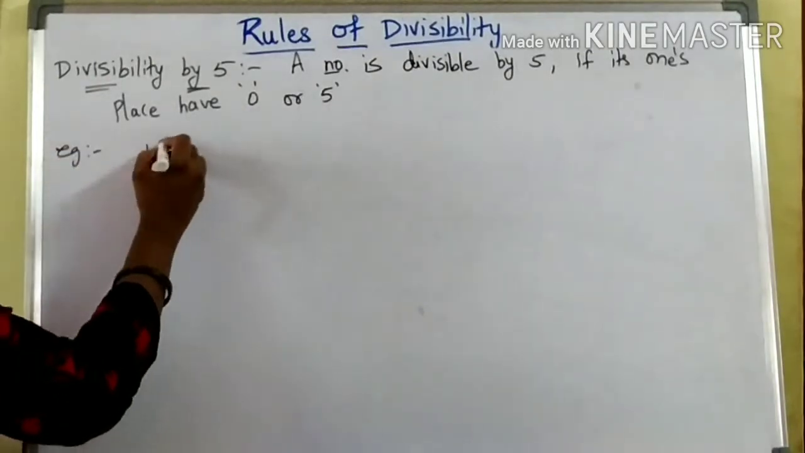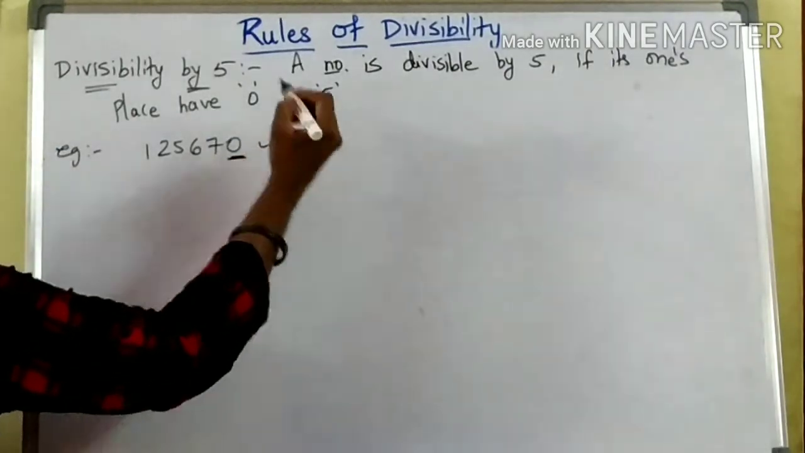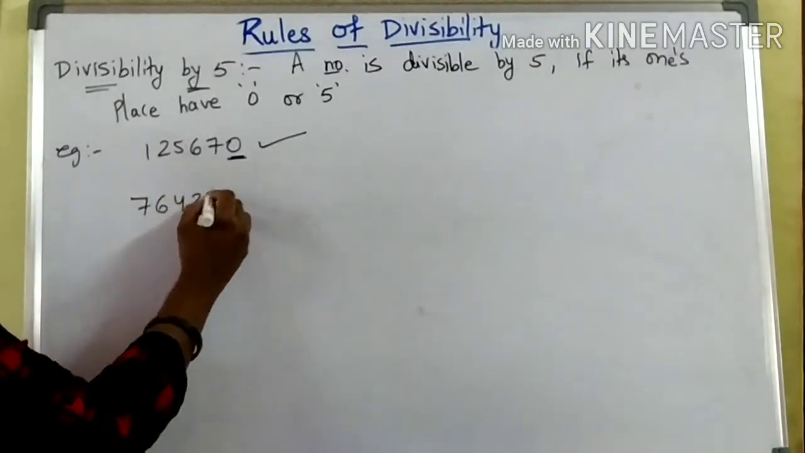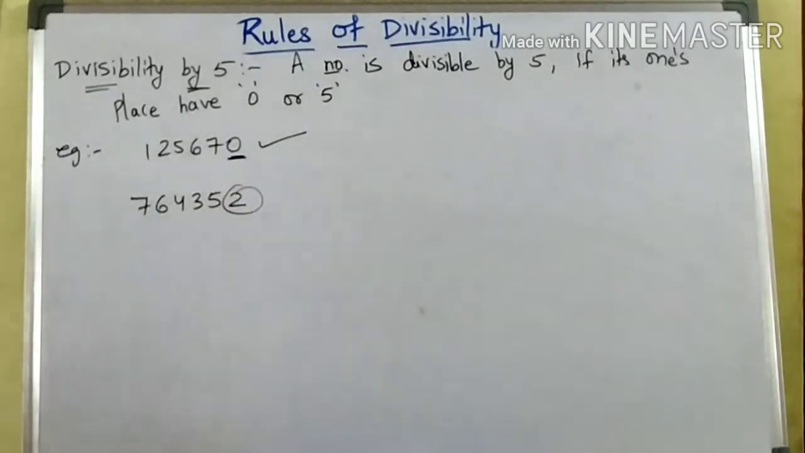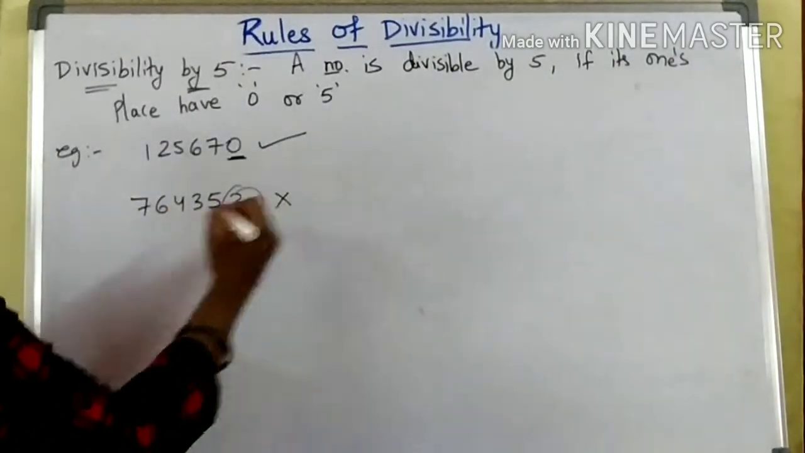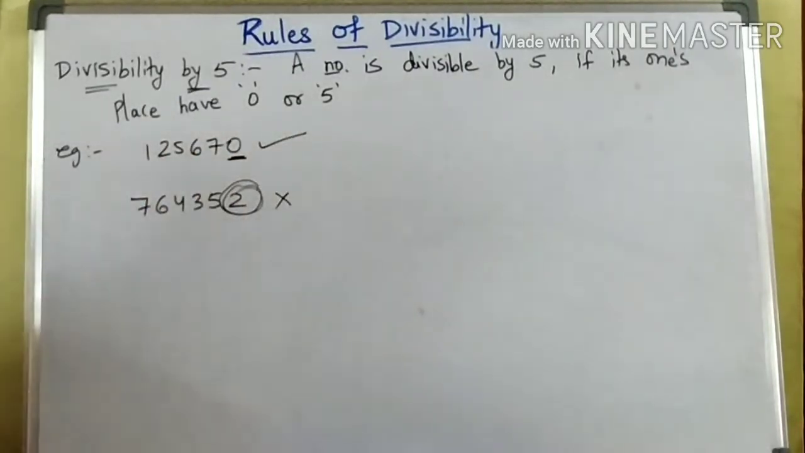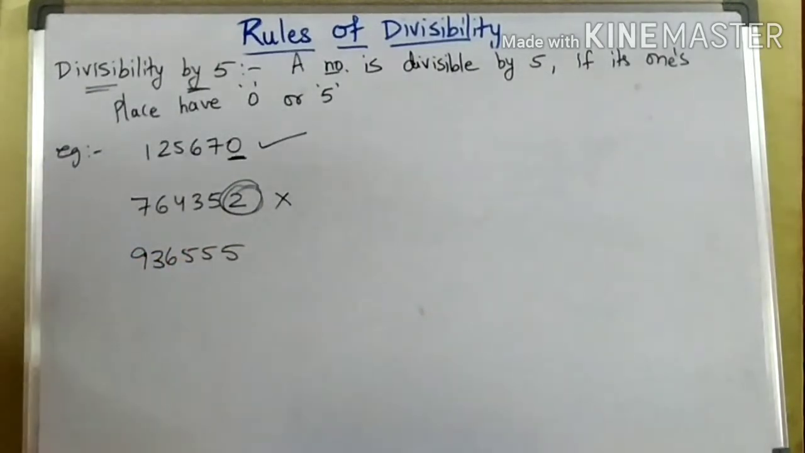Example. What is the ones place here? 0. Then we can say that the number is divisible by 5. Suppose another number if I take. Now what is the ones place here? 2. It is not 0, it is not 5. So it is an even number. So this is not divisible by 5. If the ones digit is 0 or 5, then we can say that the number is divisible by 5. One more example, if I take, what is the last digit? 5. Ones digit is 5. Then I can say this number is divisible by 5.